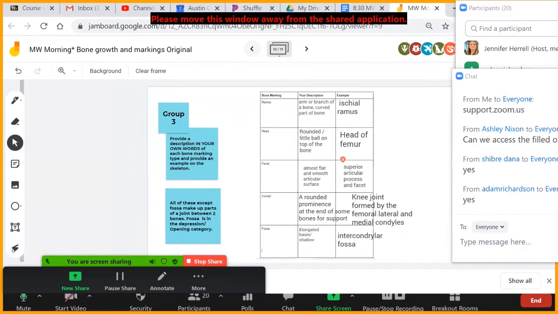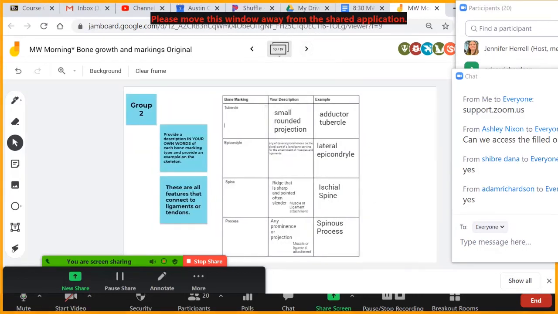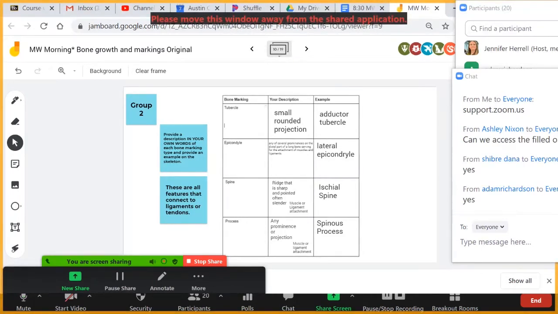Okay, moving on. I think that was all of group 1. Good job, group 1. Group 2, we're starting out with a tubercle. A tubercle is a smaller prominence. It's a small kind of rounded bump that sticks out. So it's smaller than a tuberosity, for instance. Yeah, small and rounded. I'm checking my notes here. And the adductor tubercle is a great example.